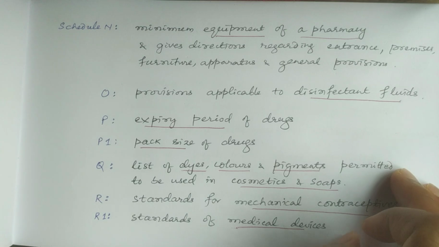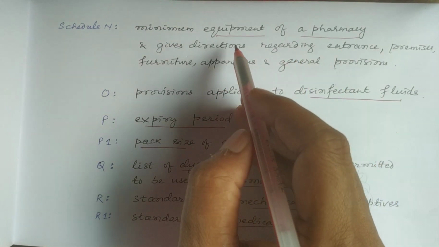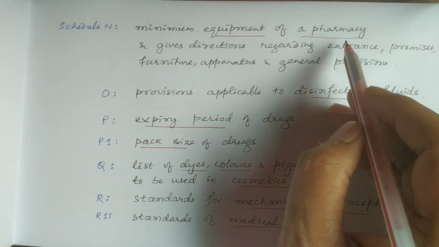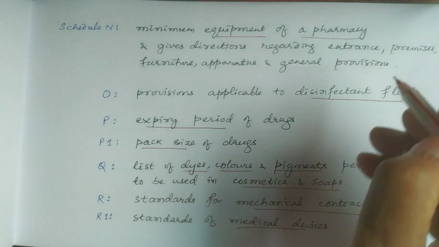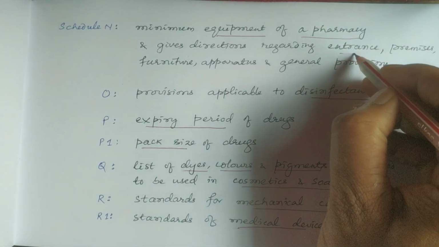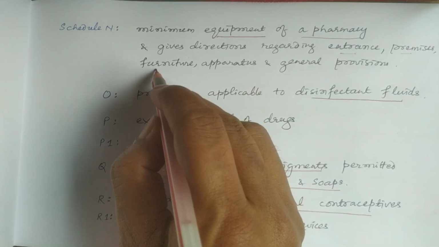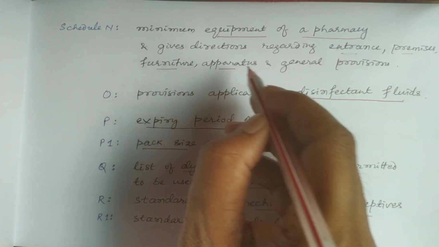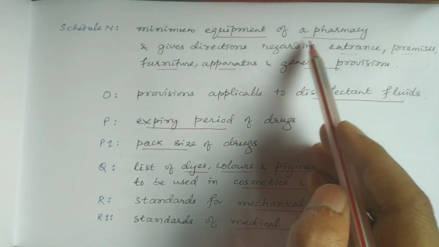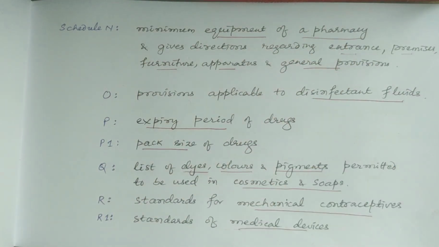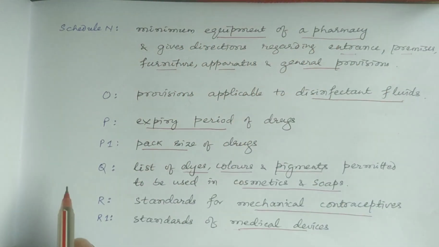Now, Schedule N. Schedule N deals with the minimum equipment of a pharmacy, and it gives directions regarding entrance of a pharmacy, premises, furniture required, apparatus required, and all other general provisions are coming under Schedule N for a pharmacy, and basically it is dealing with minimum equipment of a pharmacy.